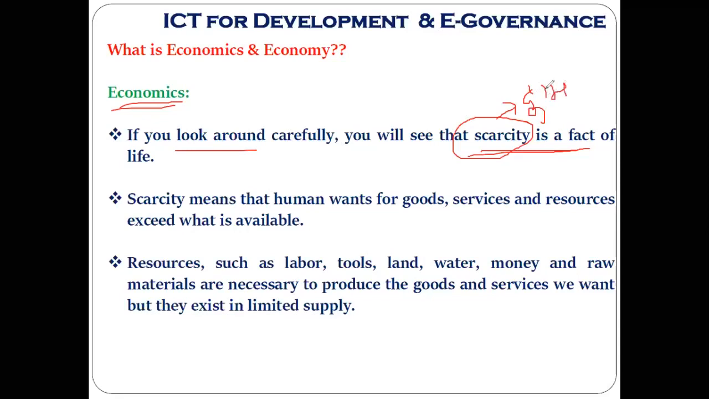Now, is it that everything is available to us in our life? Is there anyone for whom that was the case? No. However rich someone is, he still feels that he doesn't have this or that. So that is the scarcity. That's why I said scarcity is the fact of our life. The things in the world, like water, food, clothes, shelter, all these things are limited. Yes or no? These are all limited things.